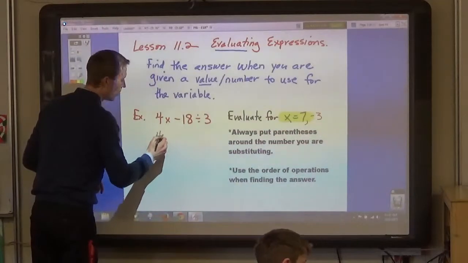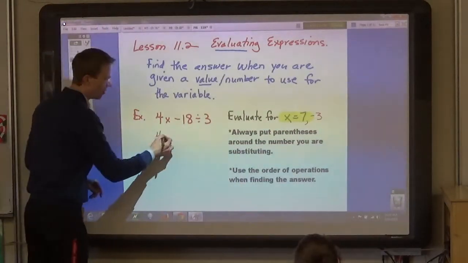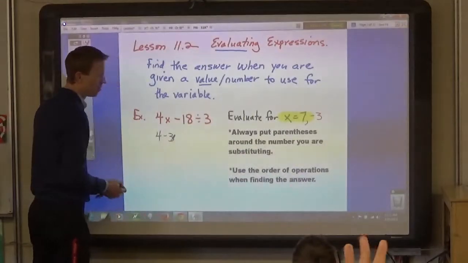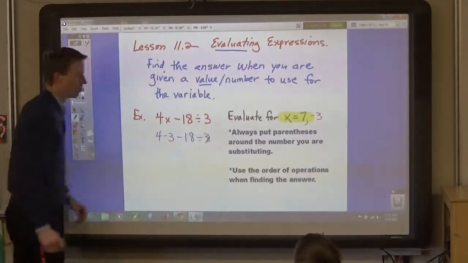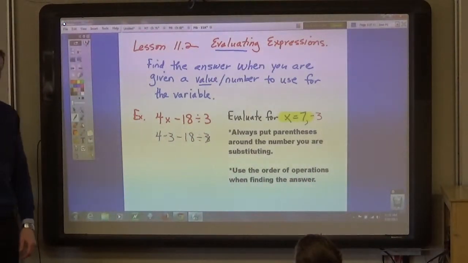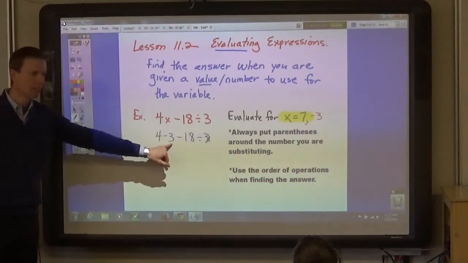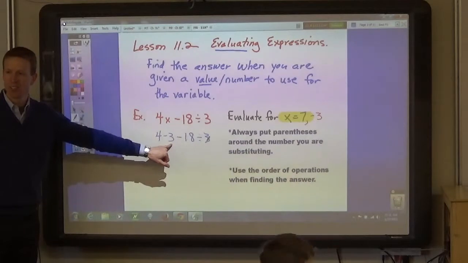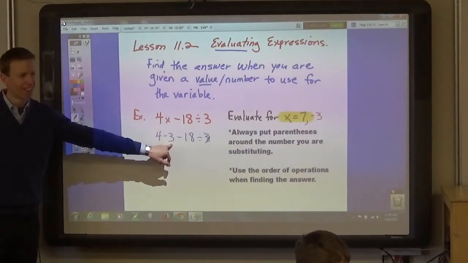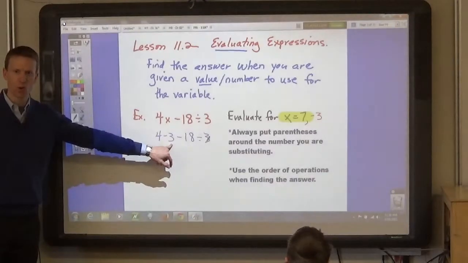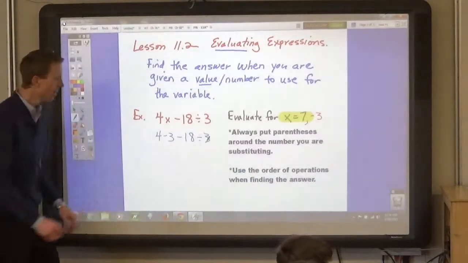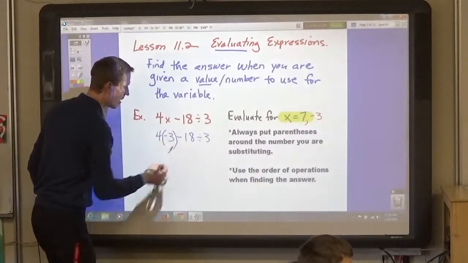So, 4... Yeah, what happens if I don't put parentheses here? It looks like 4 minus 3. It looks like 4 minus 3, exactly. It's not 4 minus 3, is it? It's 4 times negative 3.